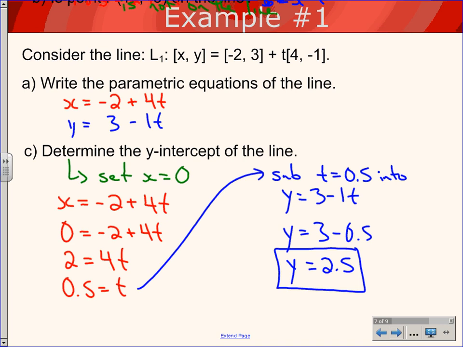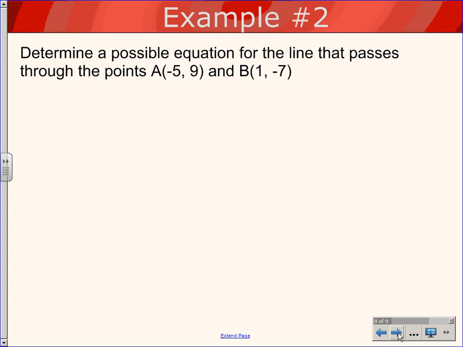So, I do want you to notice that what we're doing right now is more work. Right? It's harder to do these calculations using vectors than it was without the vectors. Of course, keep in mind the reason we're still doing everything in 2 dimensions, and that's not the goal. The goal is to be able to do things in 3 dimensions. Last one for us: determine a possible equation for the line that passes through the points A and B.